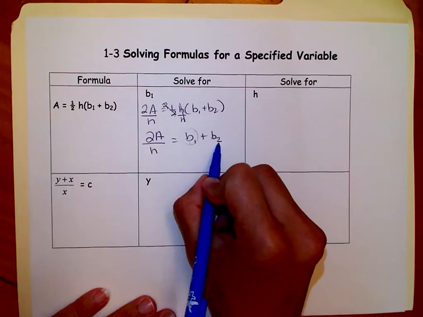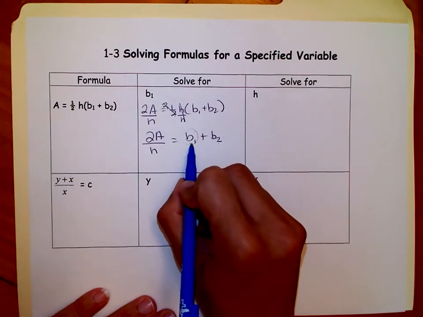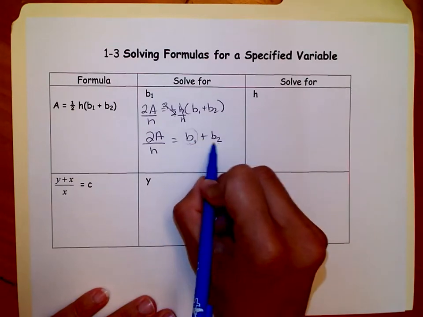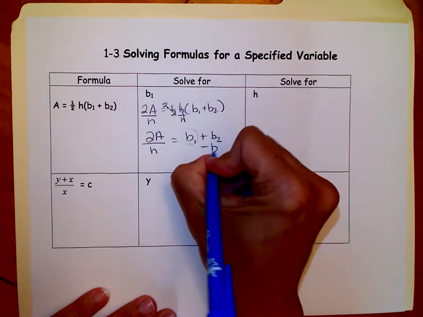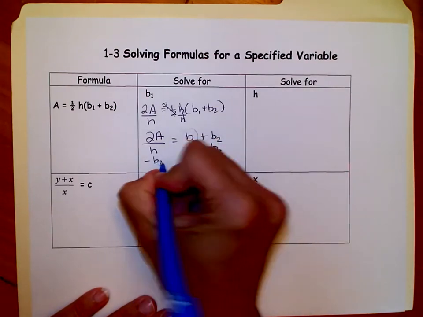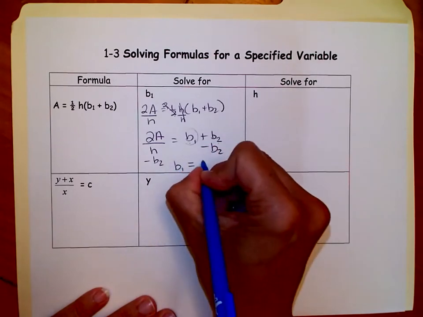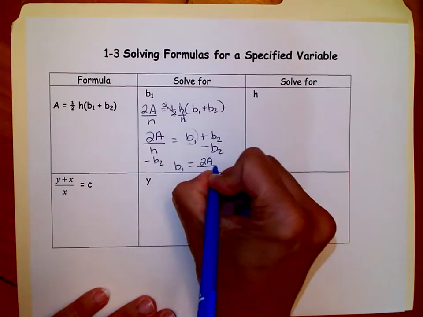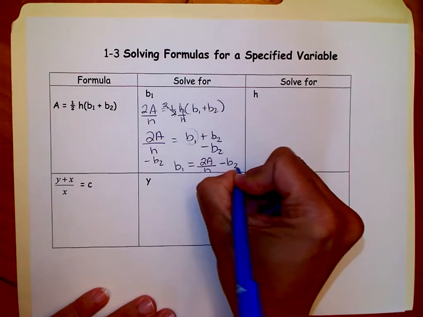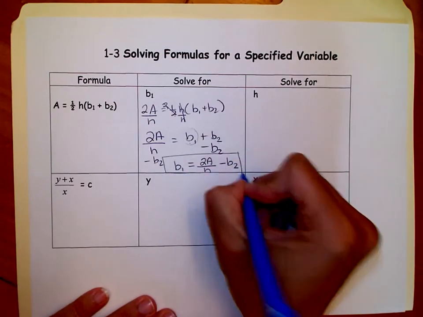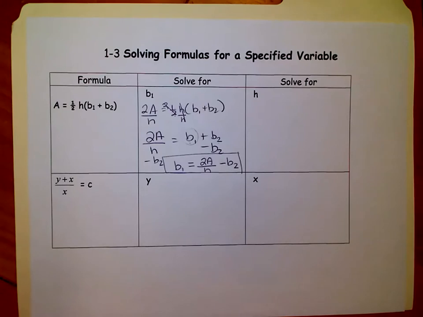Remember, this is what I'm trying to get alone or to isolate. So I need to get rid of this. It's being added to base 1, so I need to subtract this. So if I subtract base 2 from both sides, my final answer is b sub 1, or base 1, is equal to 2 times the area over h minus base 2. So that is how I isolate base 1.